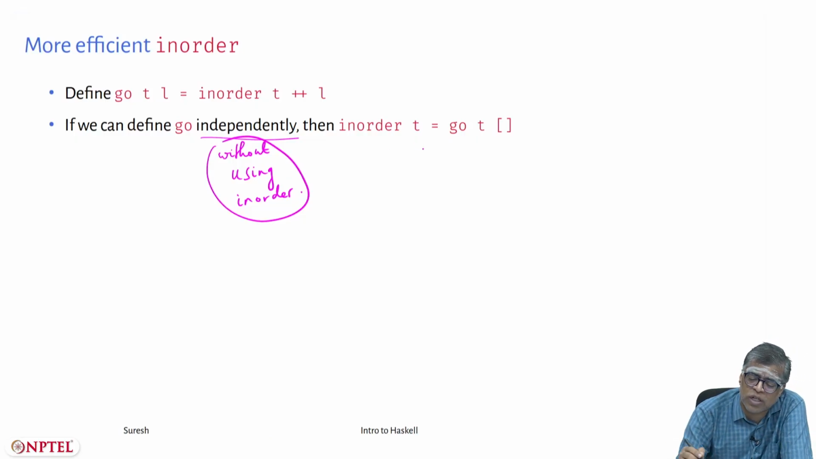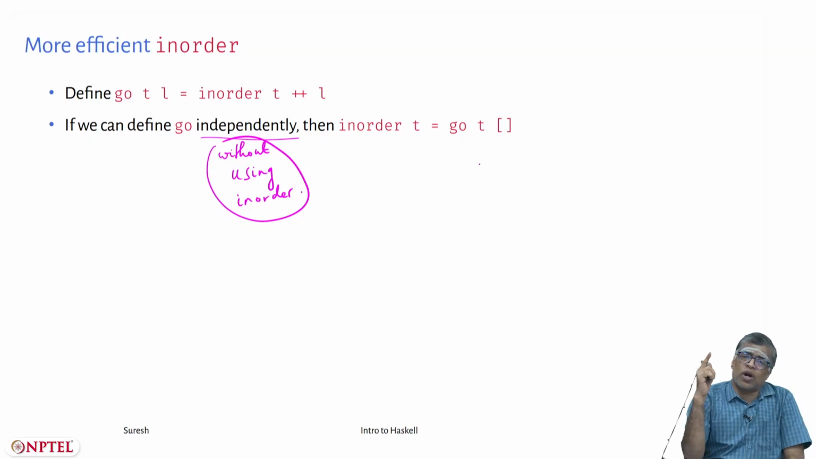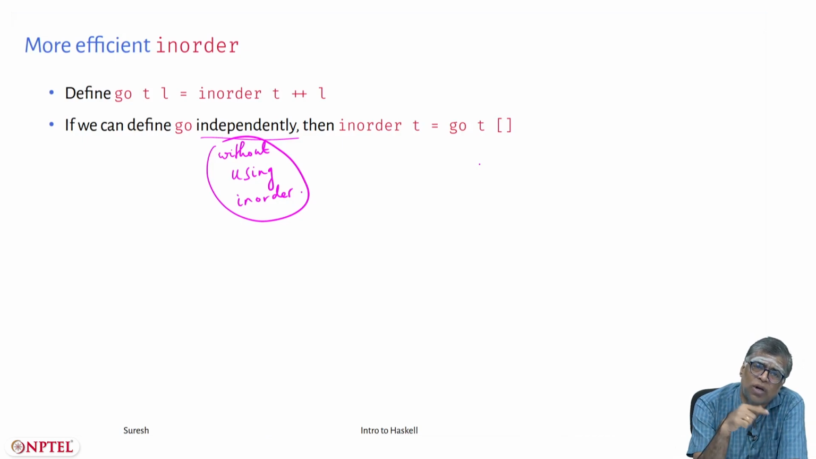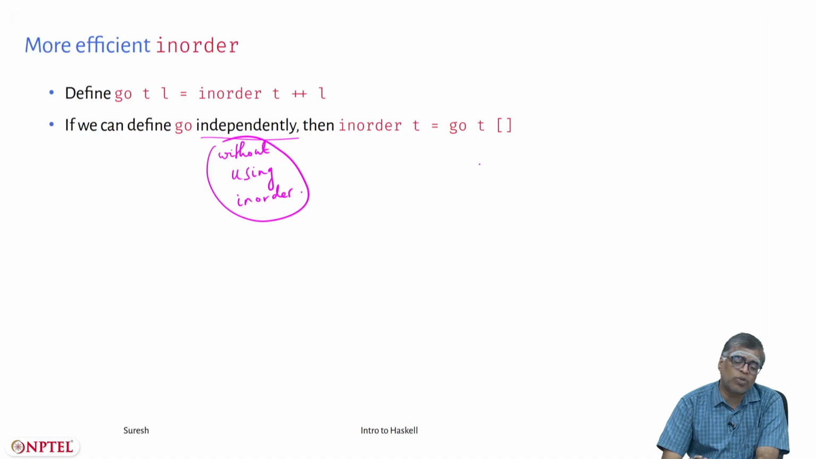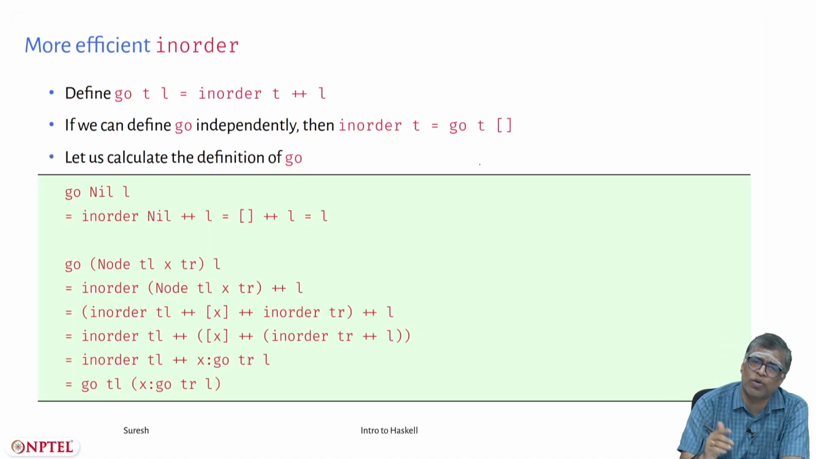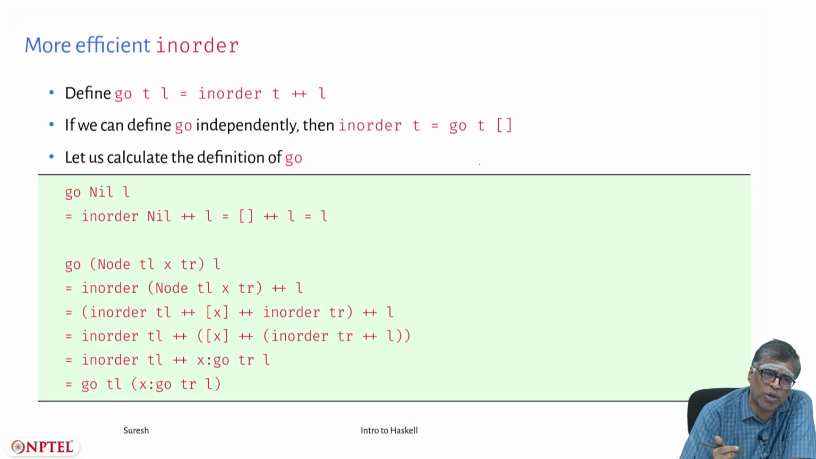In order of T is nothing but go of T empty list, because go of T L is supposed to mean in order of T plus plus L, remember. So go T empty list will be in order T plus plus empty list, which will just be in order T. Okay. So if you can define go without referring to in order, then you can define in order in terms of go, and that is what we want to do. And we will actually calculate the definition of go rather than trying any intuition or whatever.